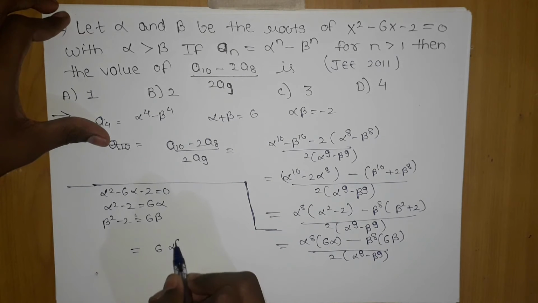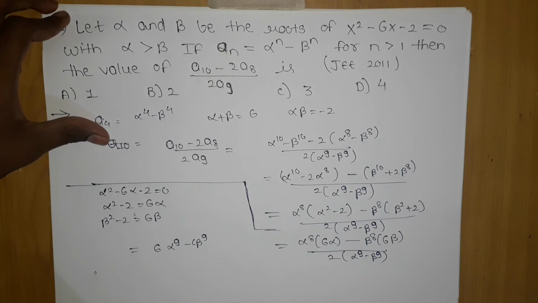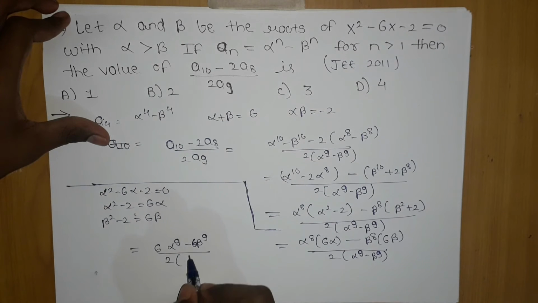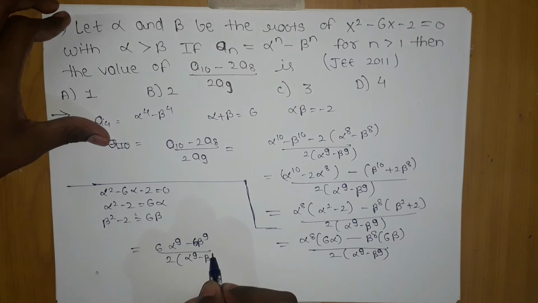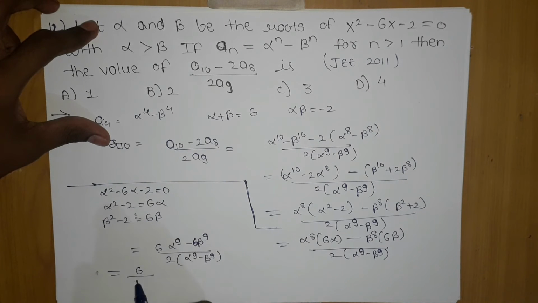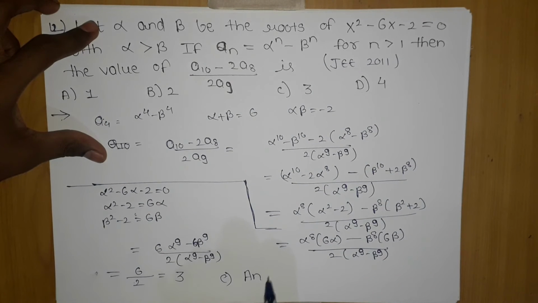It will be 6 alpha power 9 minus beta power 9. Here it will be 6 only. Okay, the whole upon, here it will be 6, here 2 into alpha power 9 minus beta power 9. Okay, now if I take 6 common, these two will cancel out and it will be this, and the answer is 3, which is C. So C is the answer.